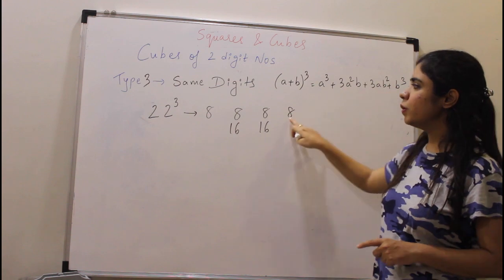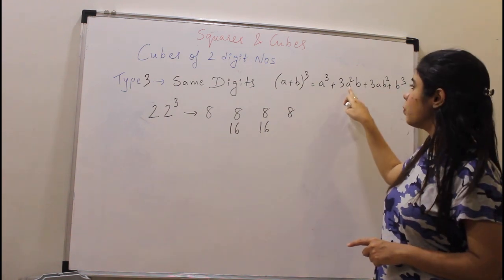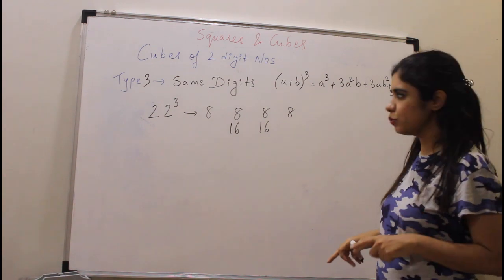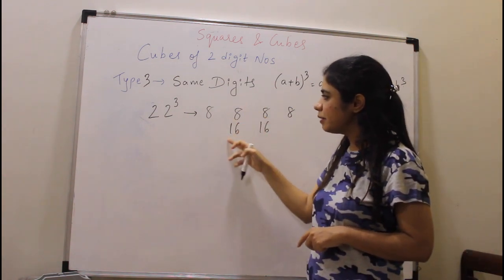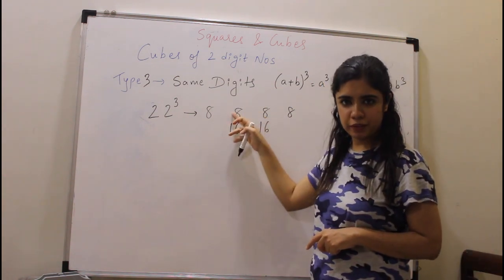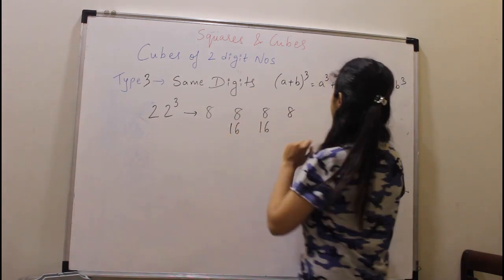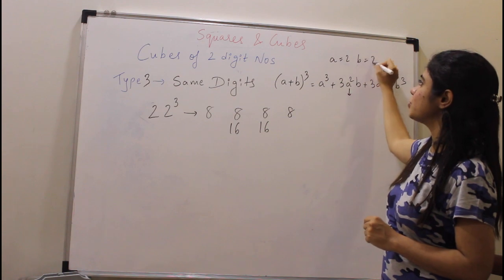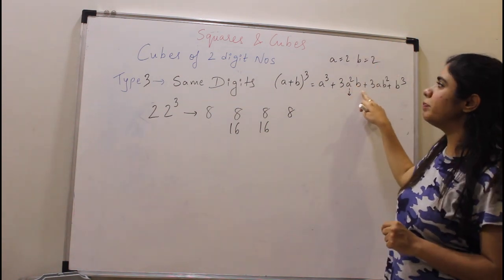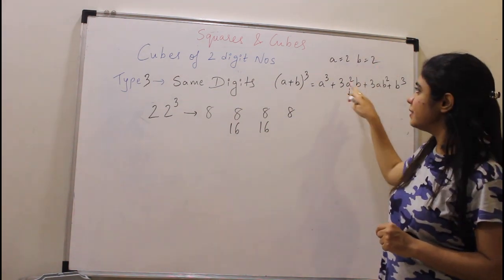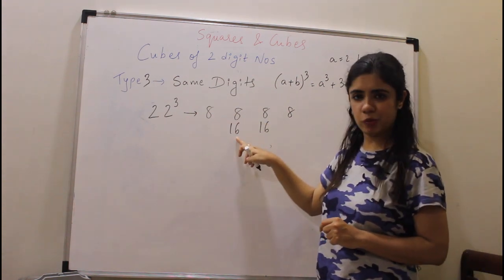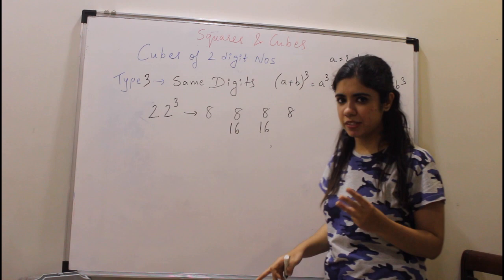Last is b cube, which is 2 cube. Middle is a square b into 3. So this is nothing but 3a square b. Here a is 2, b is 2, so a square b will become 8. 8 three times. So here 8 once, here 8 twice. So it becomes 8 three times.